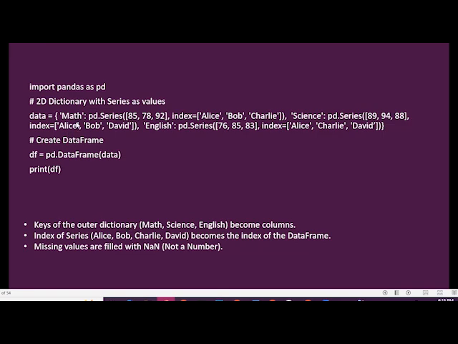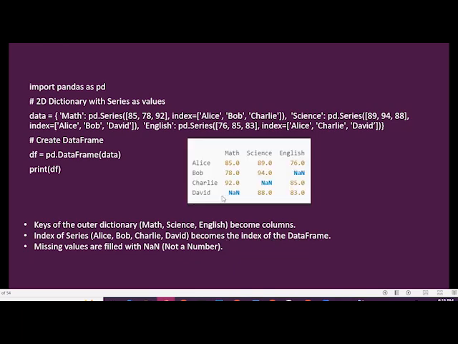In this case, which are the keys? Math, science and English. So the keys of the outer dictionary will be the column headers. And what about the row labels? Row index is the index of the series. Here the index is Alice, Bob, Charlie. Do we have any more index? Yes, David is also there. So it will be Alice, Bob, Charlie, David. And missing values are filled with None. Index of the series becomes the index of the data frame.